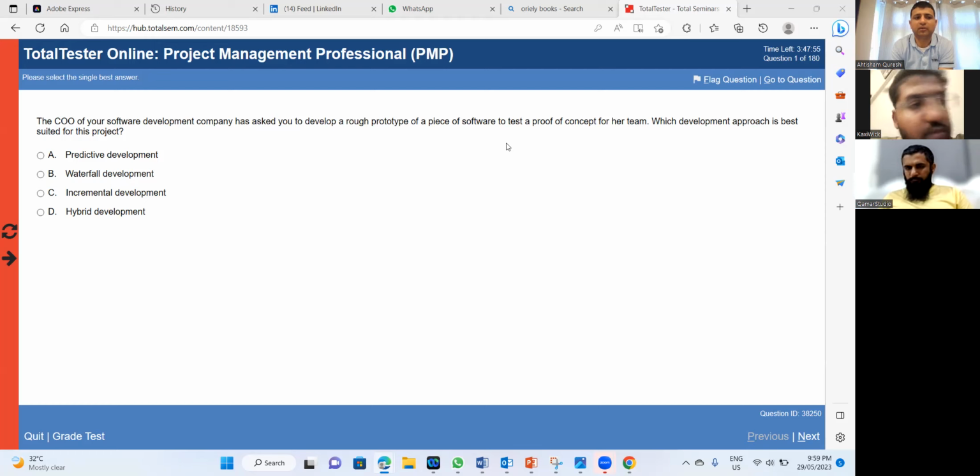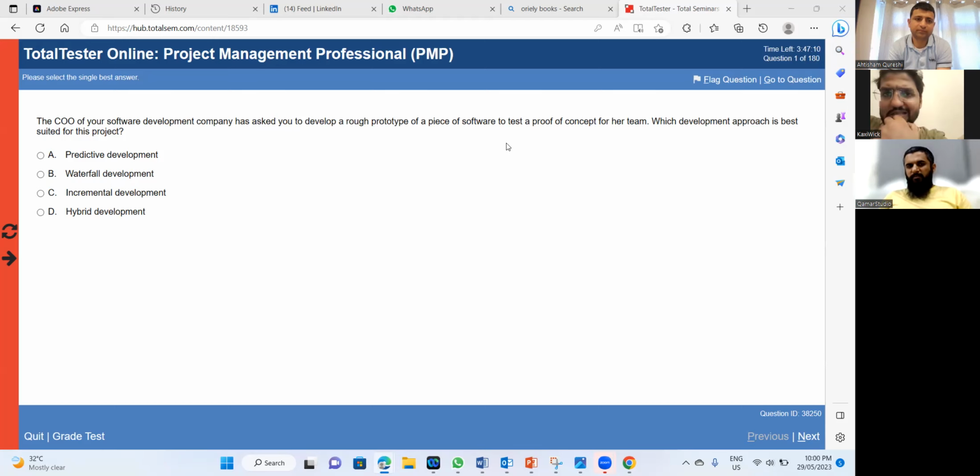Predictive or waterfall is one and the same thing, so there is no difference. In my opinion, you have an option between C and D to choose from. A and B are the same thing, predictive, waterfall. Now C and D are your choices. You need to choose between these two. A and B you can eliminate, I think.